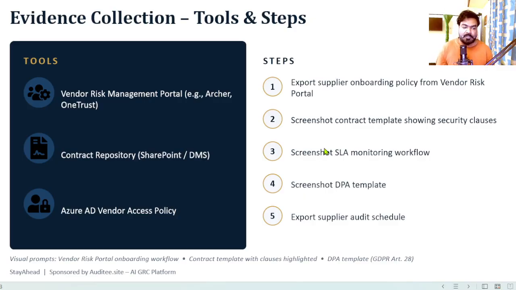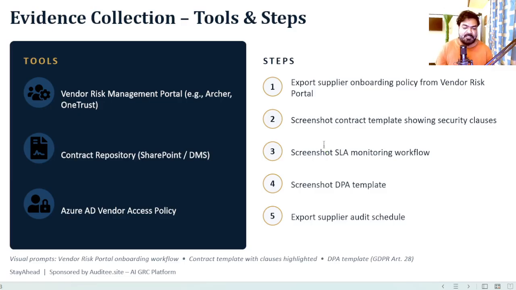Evidence collection, tools, and steps. Now we move into design effectiveness. In other words, is the control designed correctly on paper before we even test whether it's operating? The tools here are a vendor risk management portal, like Archer or OneTrust, a contract repository like SharePoint or another document management system, and the Azure Active Directory vendor access policy.